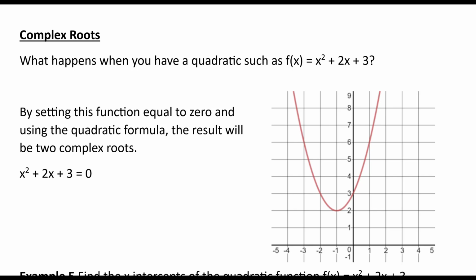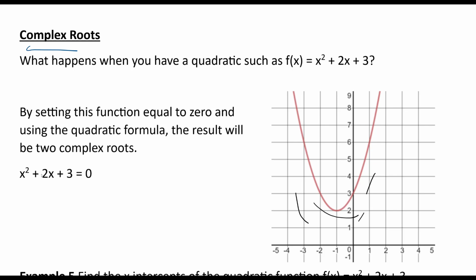When we have the situation that our graph, like the one I show here, is not crossing the x-axis, we still have two zeros. We still have two roots to this. Zeros and roots being the same thing, but they're not going to be real. They're going to be complex roots. So how do we find those?